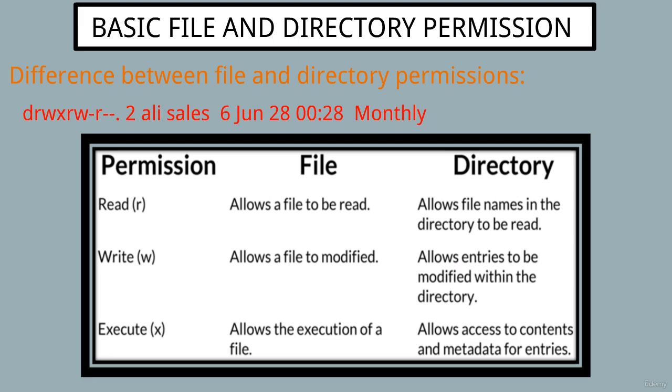Execute, when you assign an execute right to a file, it allows the execution of a file, or if it's a script, you'll be able to run it. But if you assign execute to a directory, it allows access to contents and metadata for entries. That means you will be able to see the group and user information and the modification date and time information. Just like when you do ls -l, it shows you the detailed information. That's what giving execute permission to a directory does.